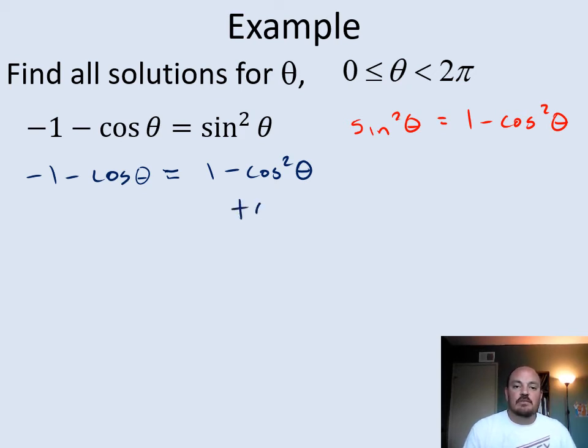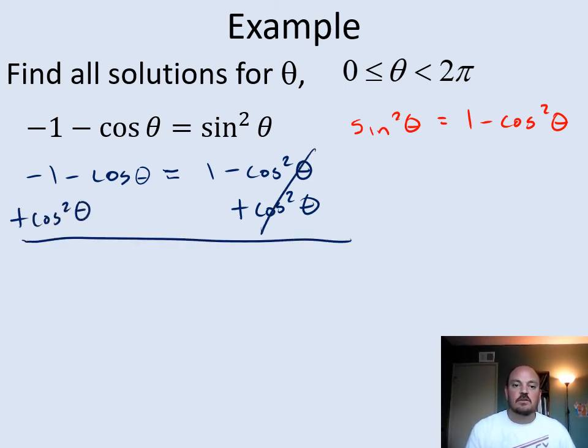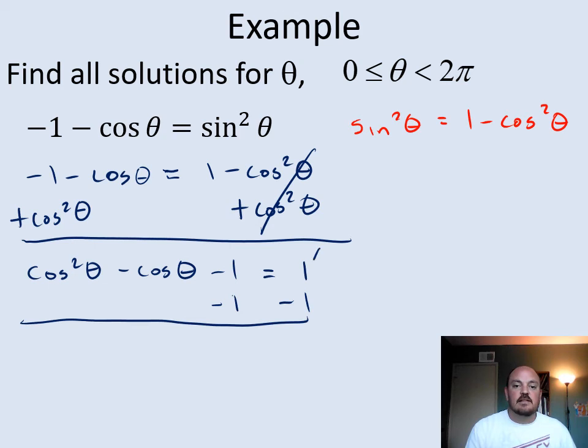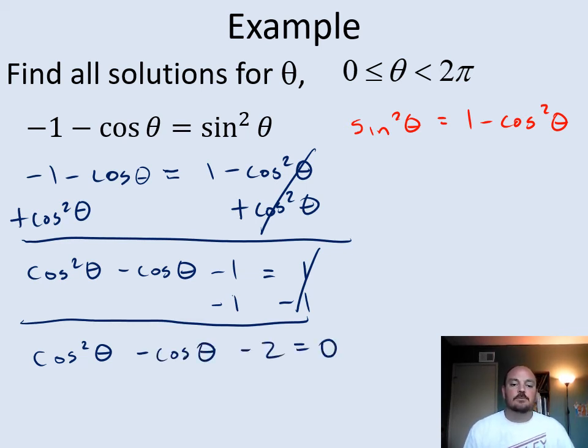So in order to group everything together, let's start by adding cosine squared theta to both sides. Cancel that out. So we'll have cosine squared theta minus cosine theta minus 1 equals positive 1. And then I subtract 1 from both sides, because I want to cancel out that 1. I want it equal to 0 to factor. And I get cosine squared theta minus cosine theta minus 2 equals 0.